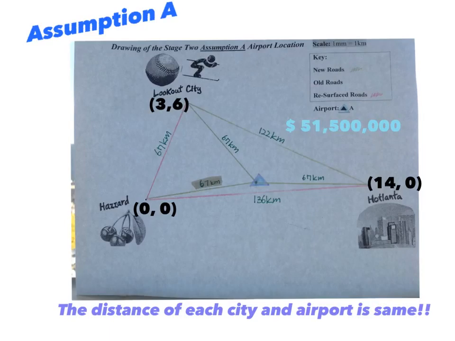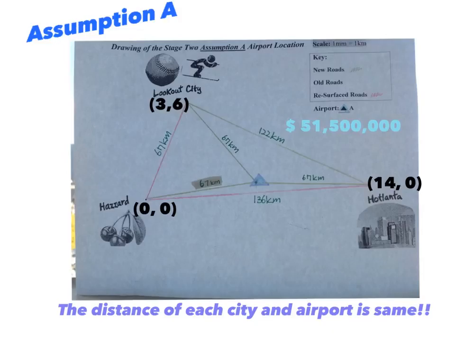In Assumption A, the airport had to be built at a location that was an equal distance from each of the three cities. We created a step-by-step process that describes how we found the airport location. First, find the midpoint between Hazard and Atlanta and draw perpendicular lines. Second, find the midpoint between Lookout City and Atlanta, then draw perpendicular lines. Third, find the midpoint between Lookout City and Hazard, then draw perpendicular lines. Finally, find the dot where the three lines intersect.